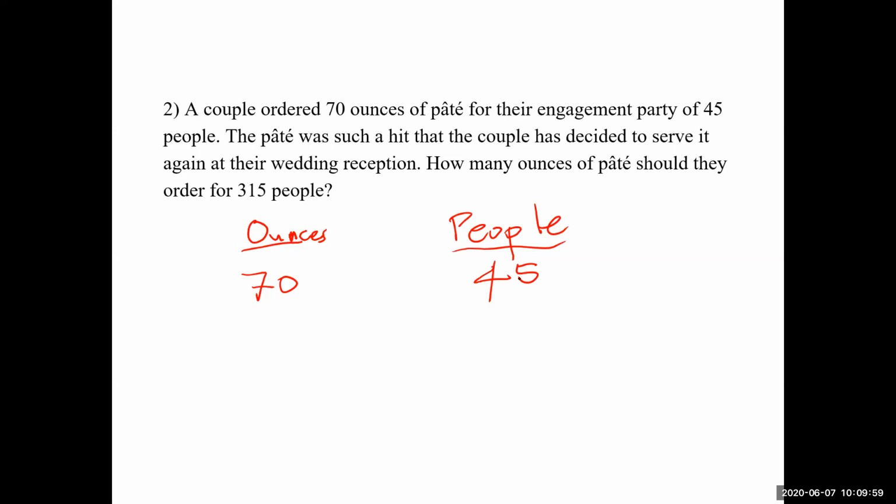Now we want to know how many ounces of pate they should order for 315. So here we don't know the ounces that they need to order for 315. So we're going to say this is X. And we are going to put 315 right here. Okay. Now, when you do this, now you establish a proportion.